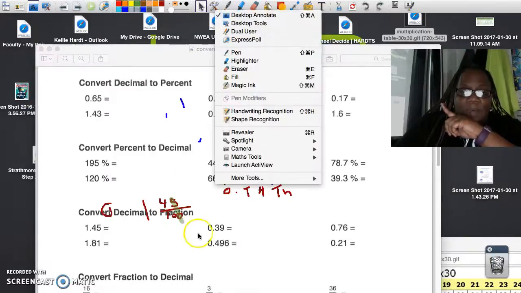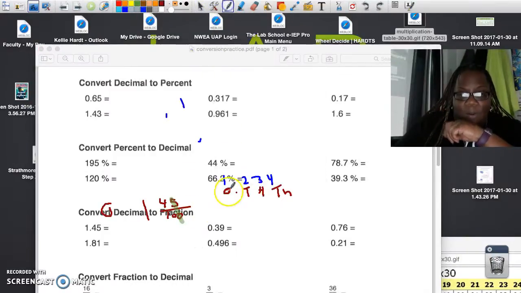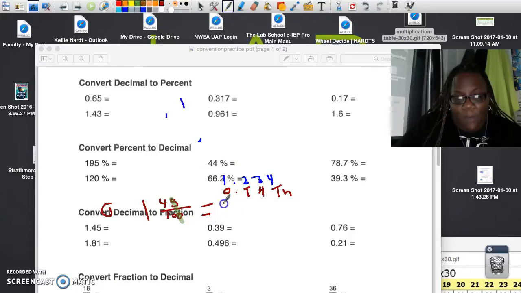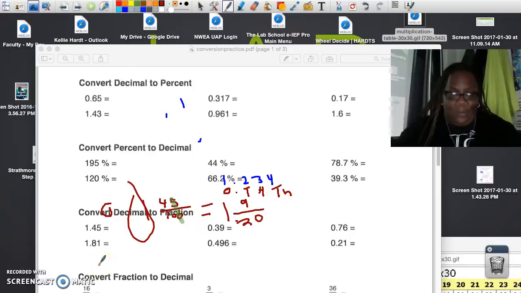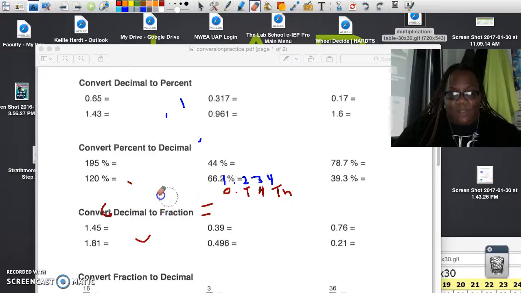Okay, so remember that can reduce to 1, right? Because you got to keep the whole number there no matter what. That 45 is a 9, and that 100 becomes a 20. 1 and 9 20s, or 20s. Okay, so the final answer for that, again, 1 and 9 over 20.